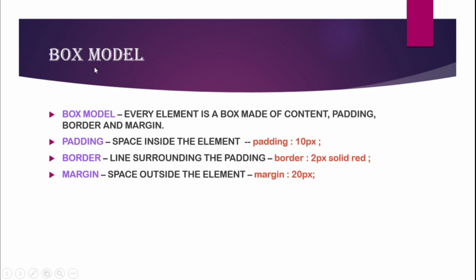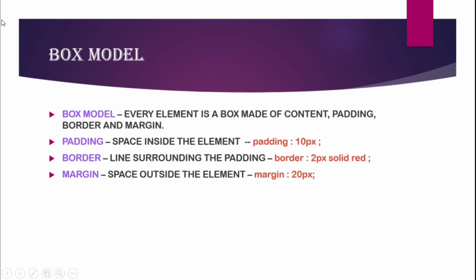Border is nothing but the line surrounding the padding. So whatever the outermost value is, like you can see this is the outermost one, this is nothing but the border of the box model element. Then we have the margin, space outside the element. So whatever the space is outside the box, right? This white space that we have, this is nothing but the margin of that particular element.